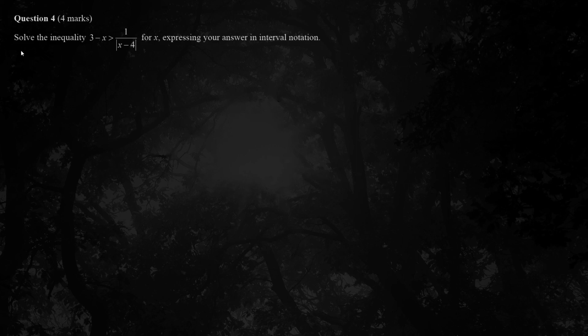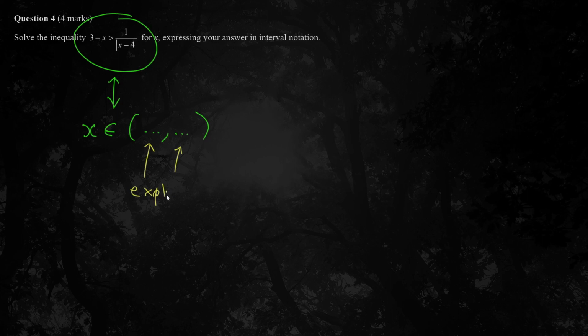Socratic Math Tutor here. Today we're going to solve this inequality, and we're supposed to express our answer using interval notation. So what that basically means is we need to take this inequality and show it's equivalent to something of the form x in an interval. So we need an explicit description of these numbers. These need to be explicitly given, or explicitly stated.